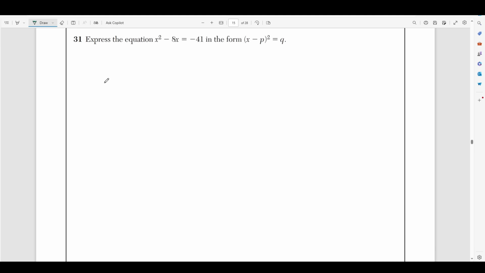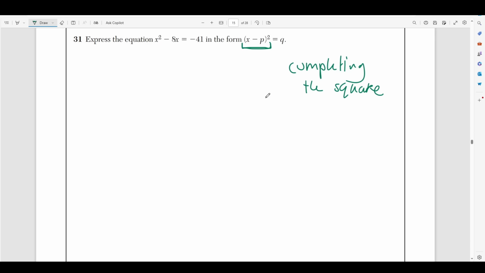So now number 31 asks you to express the equation x squared minus 8x is equal to negative 41 in the form x minus p squared is equal to q. So this is called completing the square. Why is it called completing the square? Because this is a square. Notice the square here, and you also have two things inside of this square. So that's why it's called completing the square. This is the completing the square form, I guess. This is how you know it.